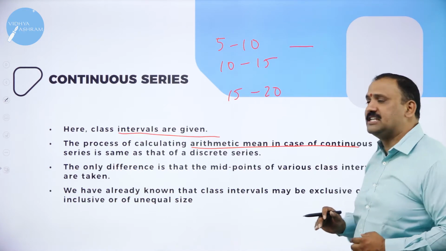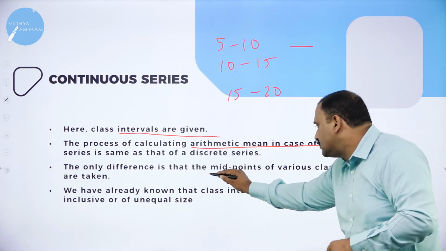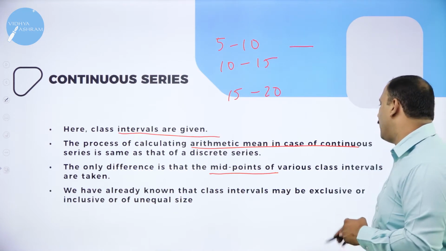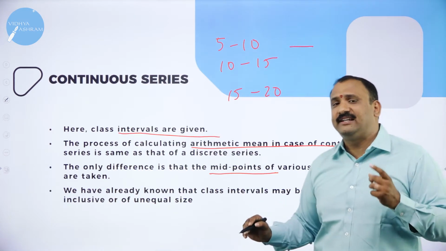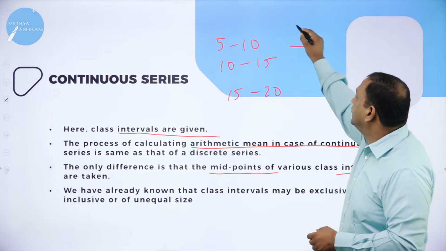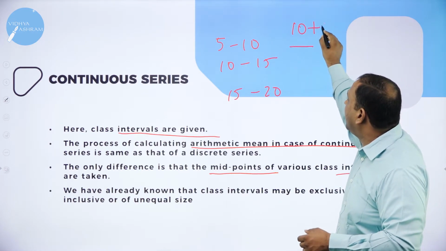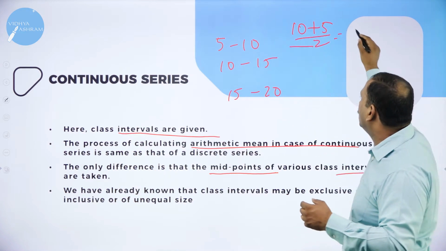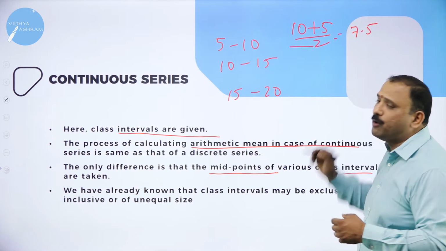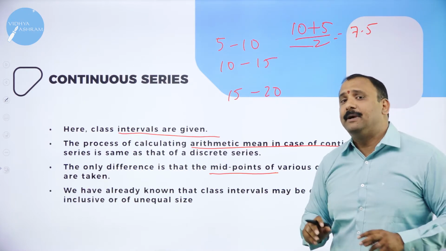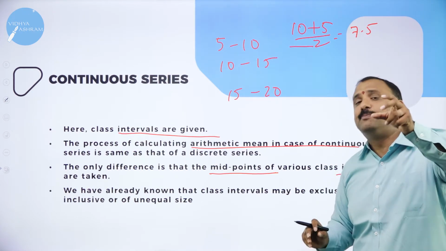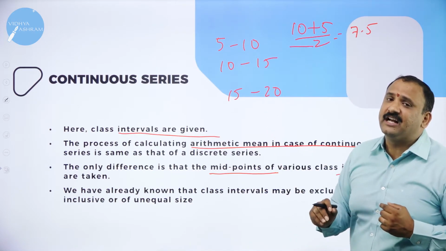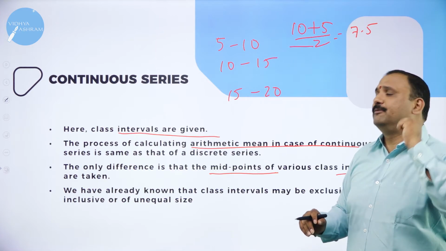The only difference is the midpoint. This word is very important. You need to calculate the midpoint of the various class intervals. So when I say the midpoint, that is nothing but 10 plus 5 divided by 2. So that is 15 divided by 2, and my midpoint would be 7.5. I need to take the midpoint because that's the point I need to arrive at in order to derive the arithmetic mean in the continuous series.